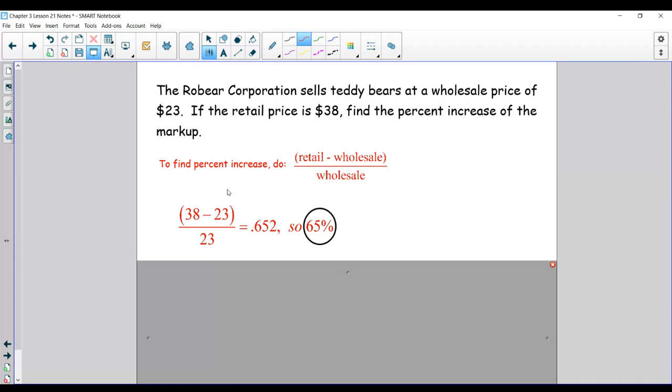Because if you don't, you're going to get 37 for an answer, because it'll only do 23 divided by 23. It won't do the 38 divided by the 23. That's why the parentheses are there. So you divide that out. We'll round our percentages typically to the nearest percent. So when you put that in, it's 0.652. So approximately a 65% increase on the markup.